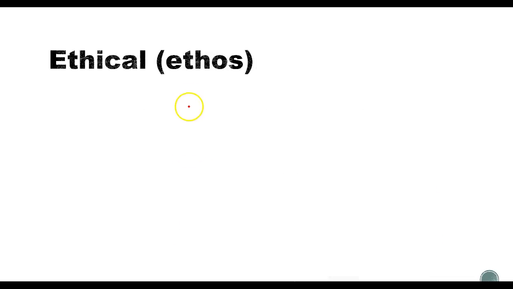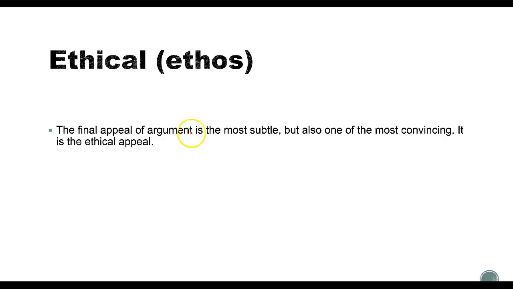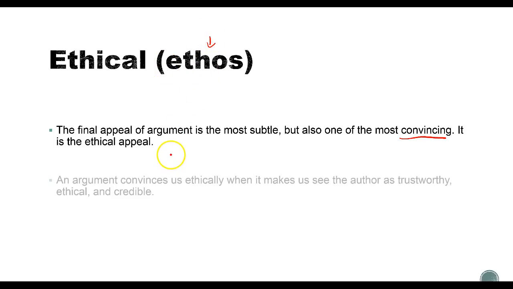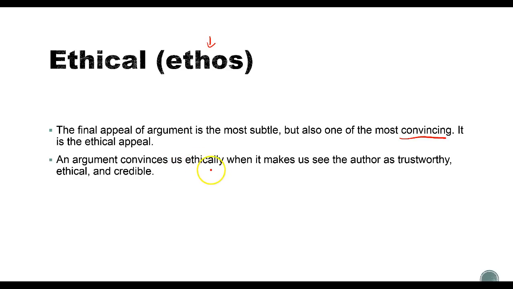So the last appeal is perhaps the most subtle, but also one of the most convincing. That's the ethical appeal, or what Aristotle called ethos, or having ethos. So an argument convinces us ethically, or we see the author as having ethos, when we see him or her as trustworthy, ethical, and credible.